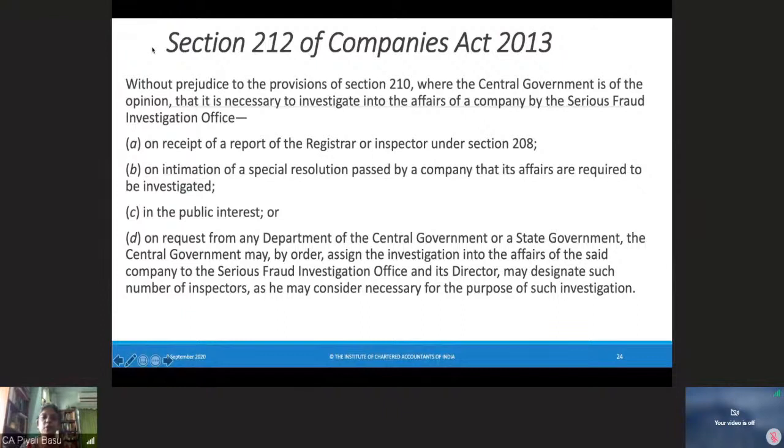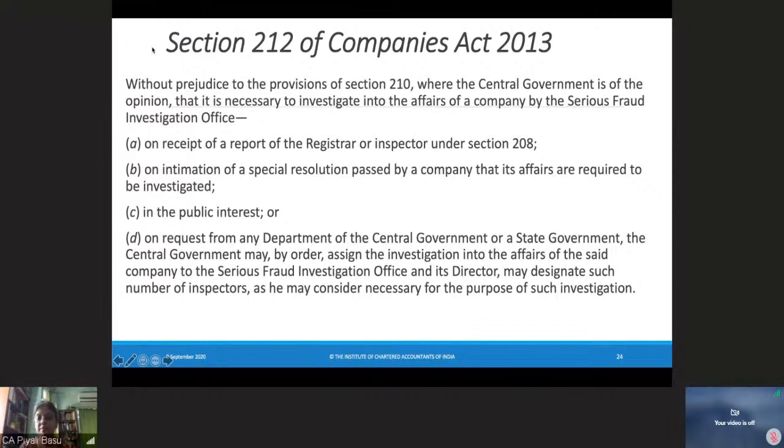So on receipt of a report from the registrar or inspector, as again under section 208, on intimation of a resolution passed by the company that its affairs ought to be investigated in public interest, or on request from any department of the central government or state government, the central government may by order assign the investigation into the affairs of the said company to the Serious Fraud Investigation Office.